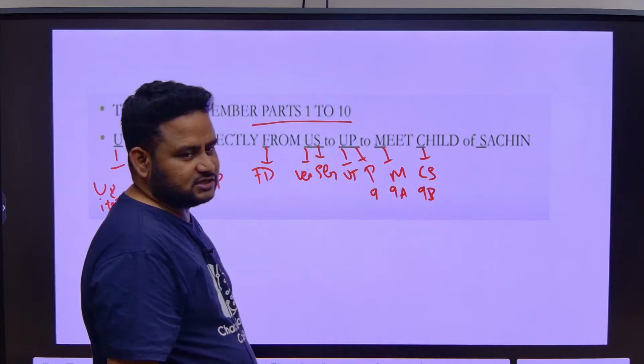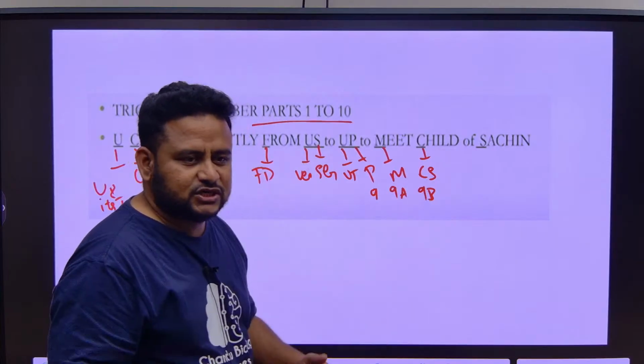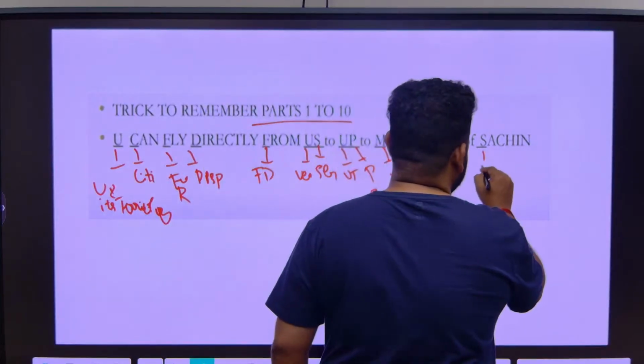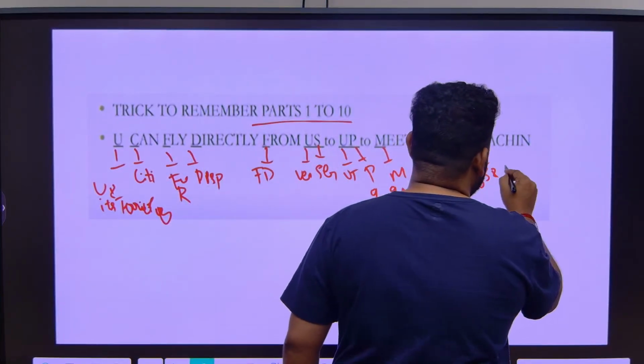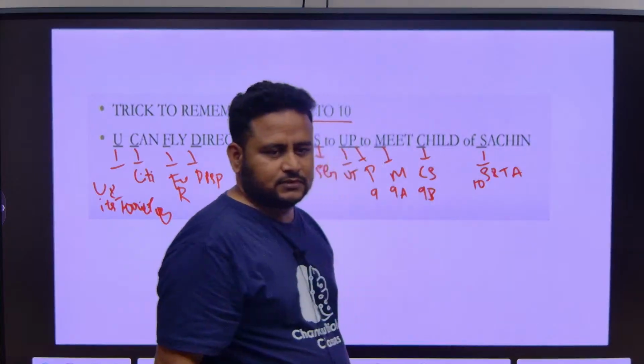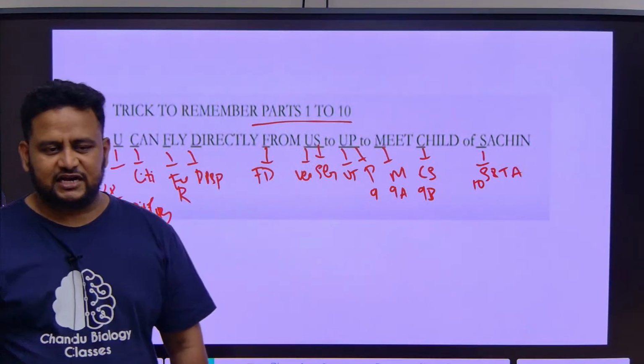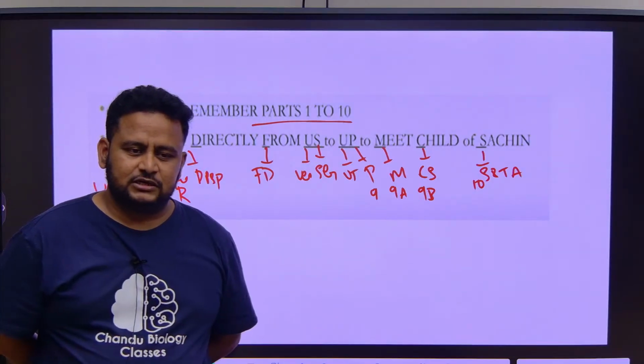The part 10 is what? Scheduled and tribal areas. Part 10, scheduled and tribal areas. Understood? Now it is easy to remember, correct? At least you will have some idea. You can fly directly from US to UP to meet the child of Sachin.